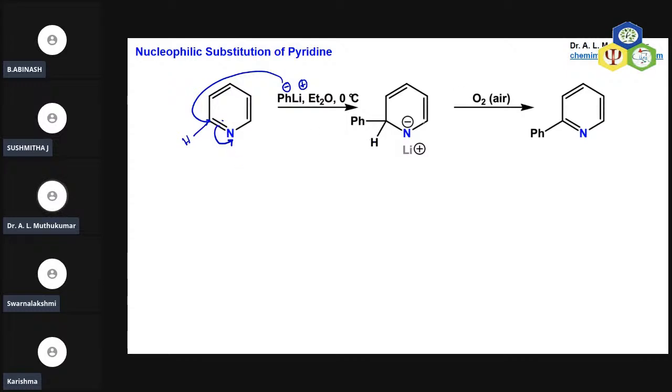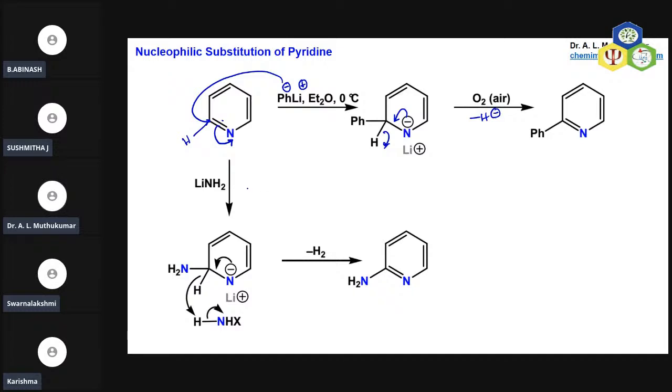And then the final step, what is happening in the presence of oxygen? This electron will be coming here, and this part will be leaving. So hydride will be leaving. That means it will be combining with one more hydrogen, and it will be removed as hydrogen. That is, oxidation will be taking place in this reaction. Okay, so reaction is taking place at C2 position. There is one more example.